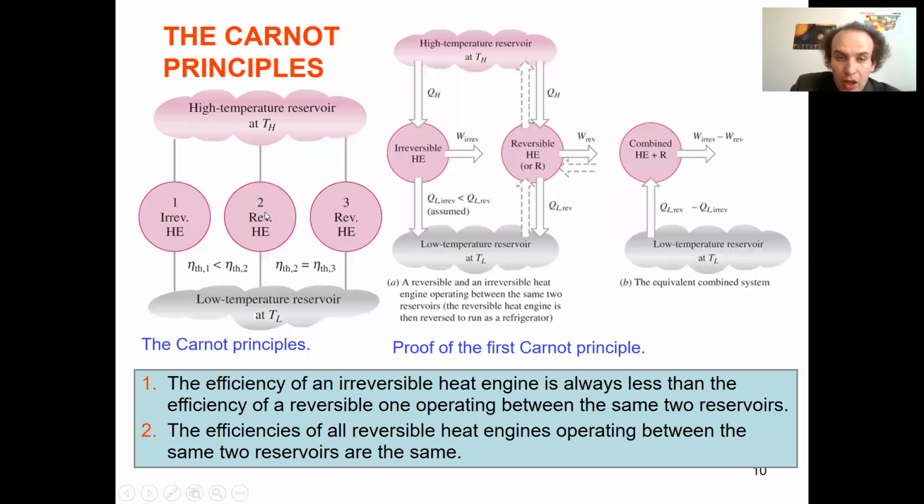Now, but maybe there are no magic numbers here. Maybe there are two reversible cycles, number 2 and number 3, and they have different efficiencies, right?